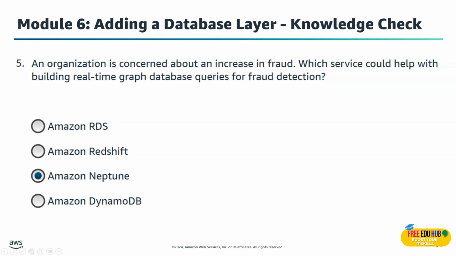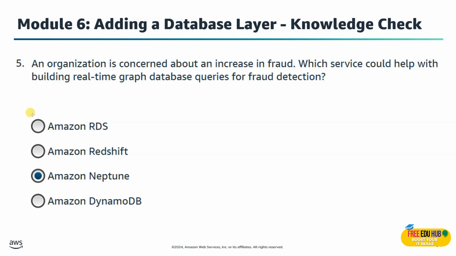Question number 5 says that an organization is concerned about an increase in fraud. Which service could help with building real-time graph database queries for fraud detection? So right away, the right answer is Amazon Neptune. Fraud patterns are naturally graph shaped. Neptune is built for fast graph queries and connected data.